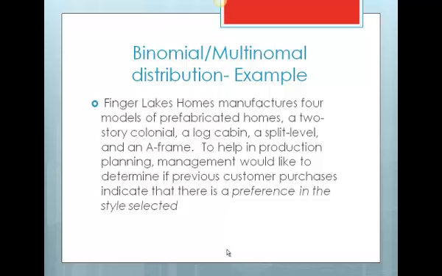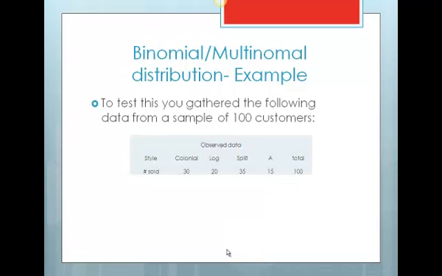Now, interestingly enough, there is no specified preference. It doesn't say we expect to have more colonials sold or we expect to have more log homes sold. The way they've stated this right now, they haven't shown any sort of preference towards any kind of structure in particular, and they're asking us to determine whether or not there is a specific preference.